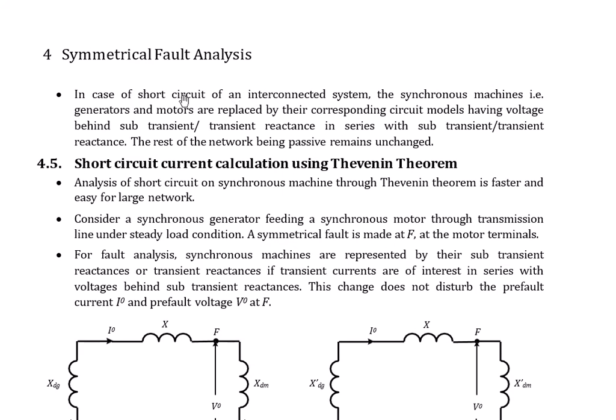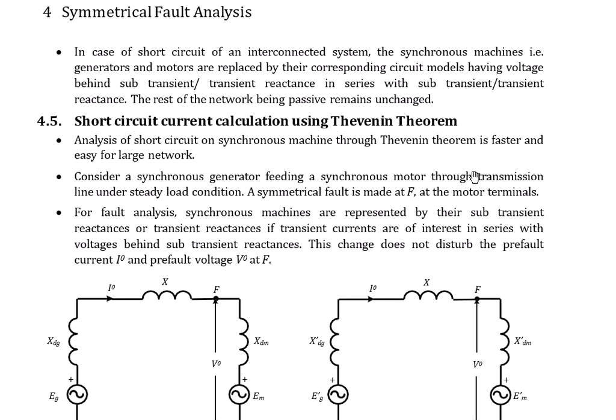So, in the case of short circuit of an interconnected system, the synchronous machines, generator or motor, are replaced by their corresponding short circuit models, having a voltage behind subtransient and transient reactance in series with the subtransient and transient reactance. The rest of the network, being passive, remains unchanged. Okay, so now we take the methods one by one to calculate, or we can say to solve this circuit.